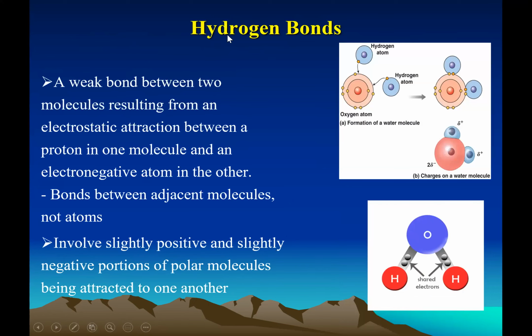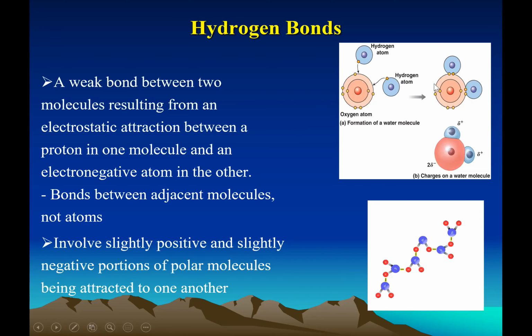A hydrogen bond is a very weak bond that's formed between 2 molecules, and it results from an electrostatic attraction between a proton in one molecule and an electronegative atom in the other molecule. For example, here are 2 hydrogen atoms, and here is an oxygen atom. The oxygen atom, in order to be stable, is looking for 2 more electrons, and these 2 electrons are shared by the hydrogen atoms. So here we see a bonding between hydrogen atoms and an oxygen atom, 2 different atoms, but hydrogen is involved.